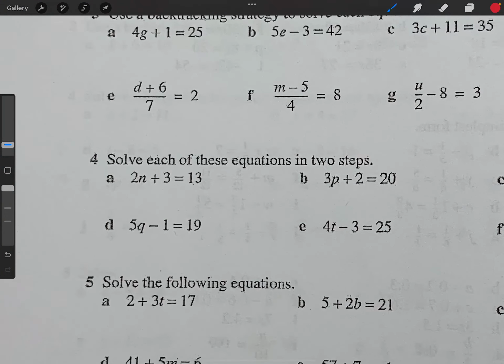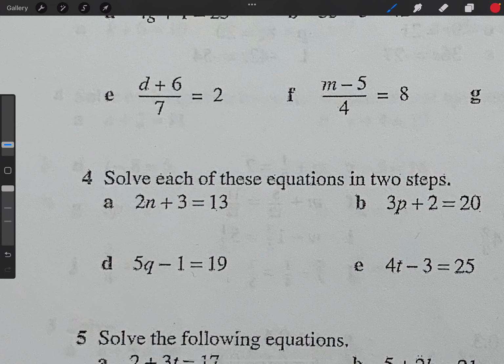Let's have a look at maybe this one here, E. So this whole thing is being divided by 7. Let's get rid of this division by multiplying both sides by 7. So what you're going to get left is d plus 6 is equal to 2 times 7, which is 14. The denominator has been cancelled out when we multiply by 7. When you divide a number by 7 and then you times it by 7, it just cancels out. It just goes back to what it originally was, which is d plus 6 here. So d plus 6 is equal to 14.